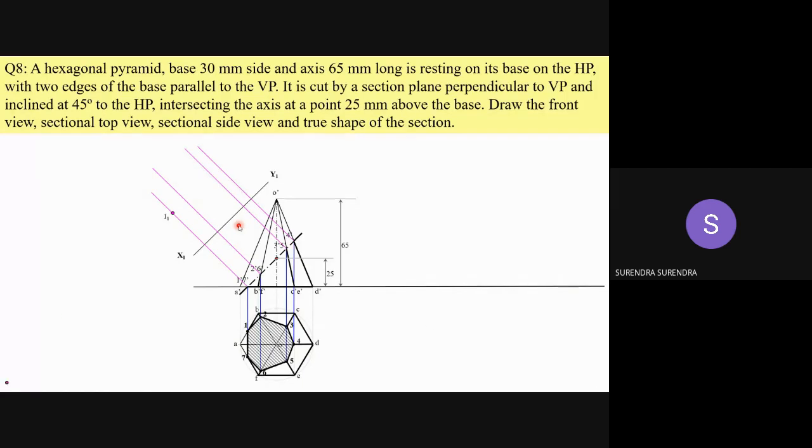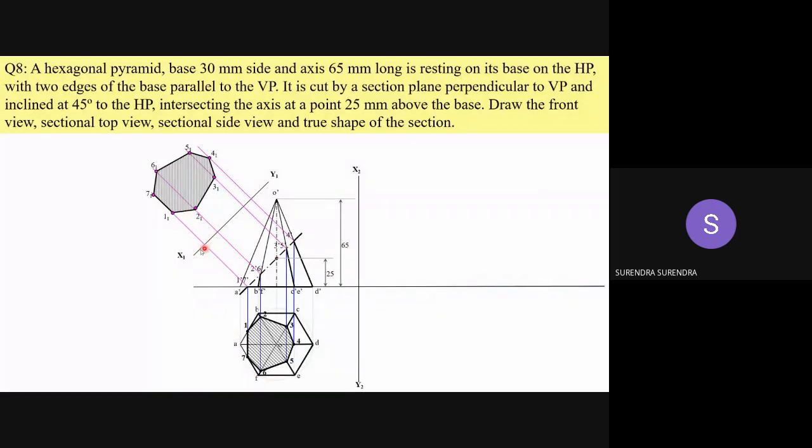Similarly, the other points. Point 7: measure the distance from the XY line to 7. The X1 Y1 line is the center. Draw an arc.